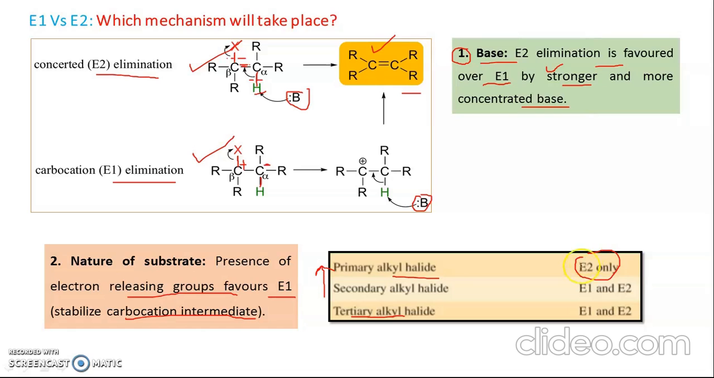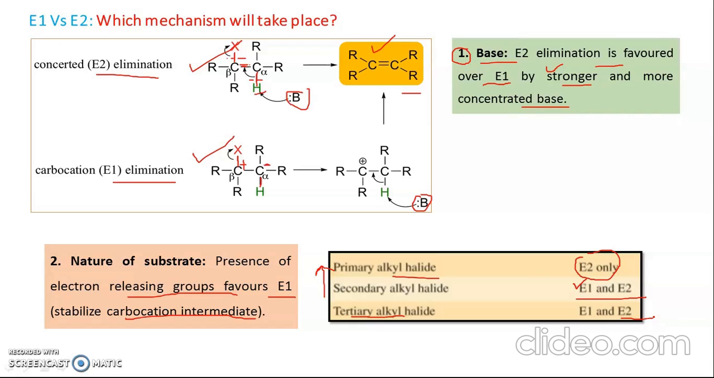Now when it is secondary, both may take place, but E1 will be favored. Again, there are some other factors. Here we are focusing only on the nature of the substrate, but other factors are also there, such as base, leaving group, temperature. All those things we also have to consider. But if you are focusing only on this particular factor, the nature of the substrate, then obviously E1 will be favored. Now in the case of a tertiary alkyl halide, E1 is favored, but E2 can also occur.